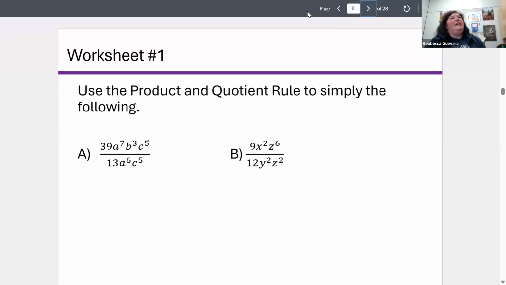Okay, so take a moment, do worksheet problem number 1 and work on these two. So both of these are going to use a combination of product and quotient rule. So just use it to simplify these. So you just have one coefficient and then one variable to a power.